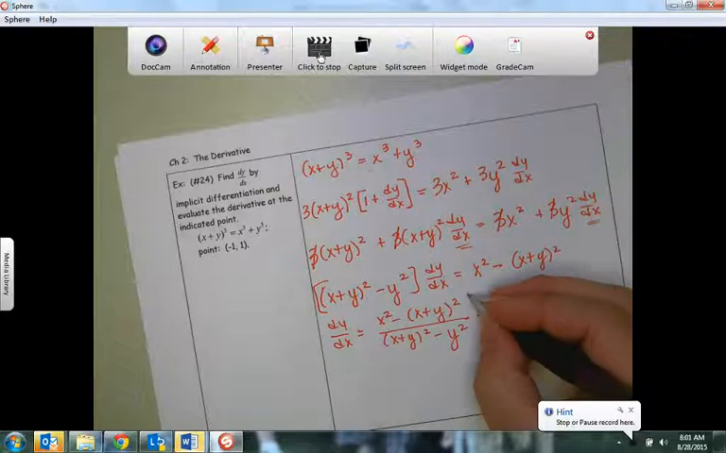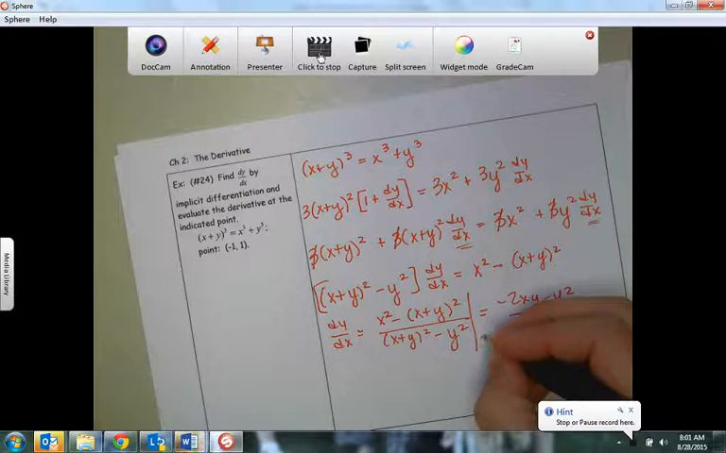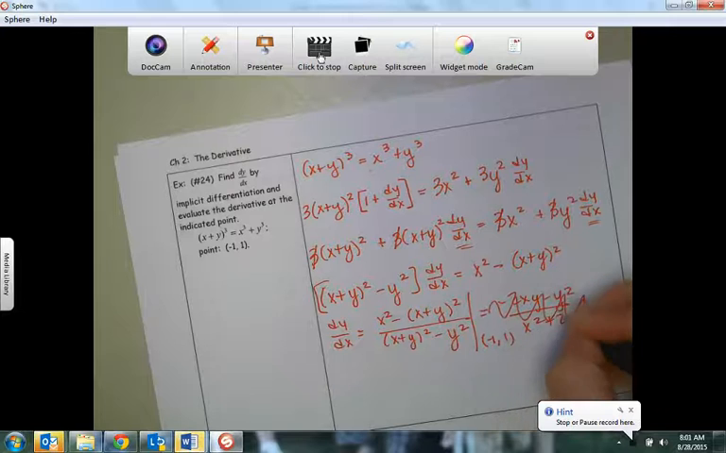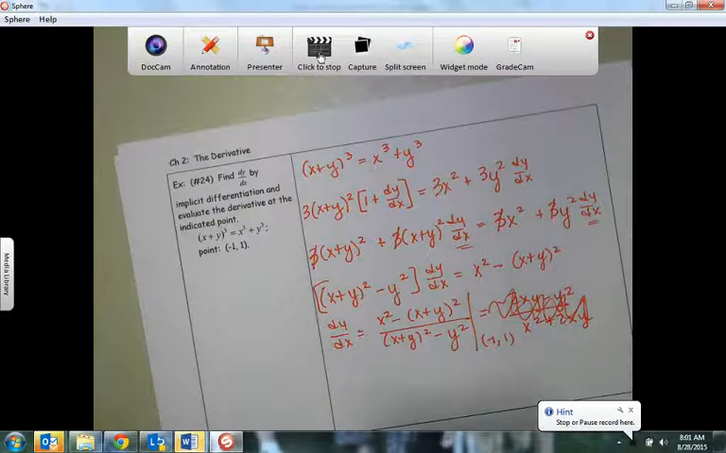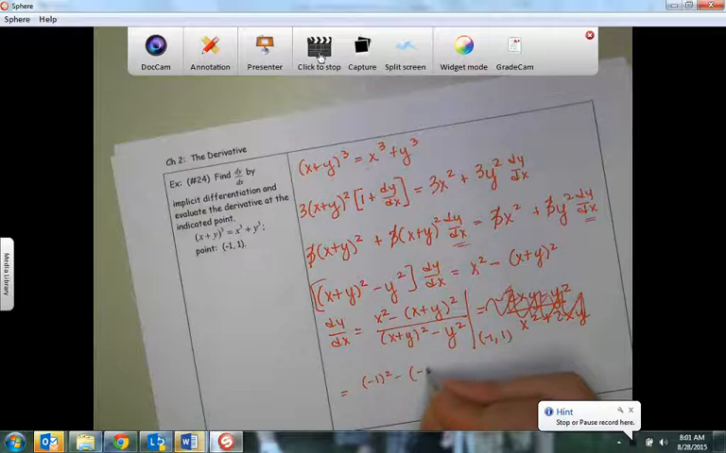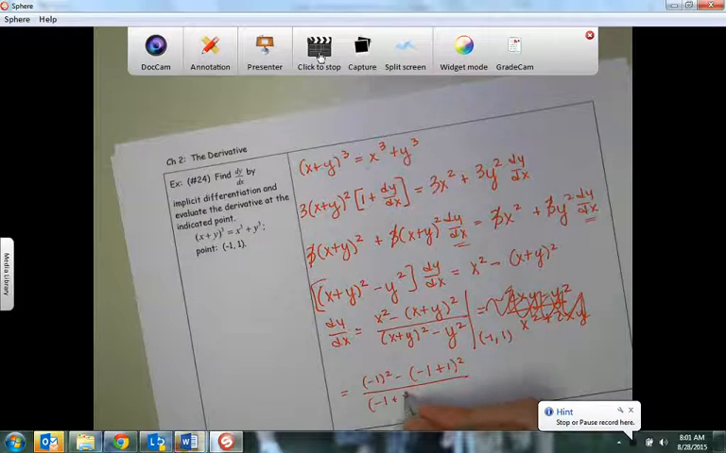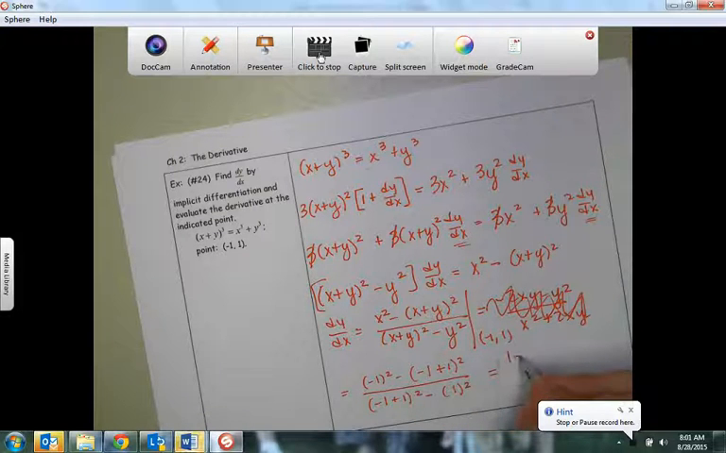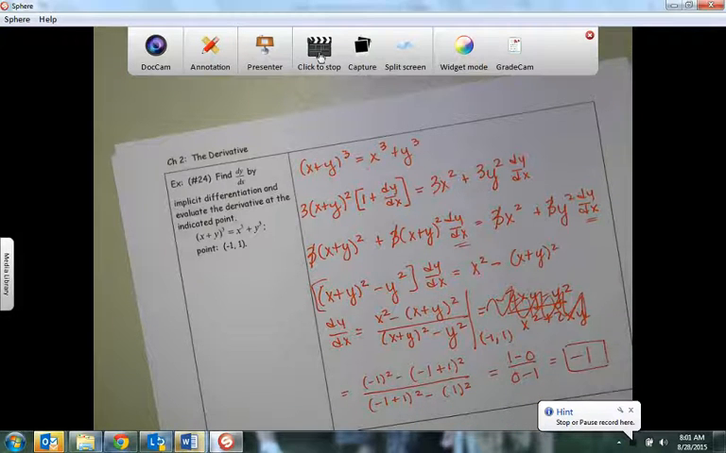You could evaluate it right here, and we're going to evaluate it at (-1, 1). Okay? So everywhere I see an x, I'm going to plug in -1. Everywhere I see a y, I'm going to plug in 1. So let's see. That's going to become 1 minus 0 over 0 minus 1, which is -1. So see how that really wouldn't have helped you in this case.